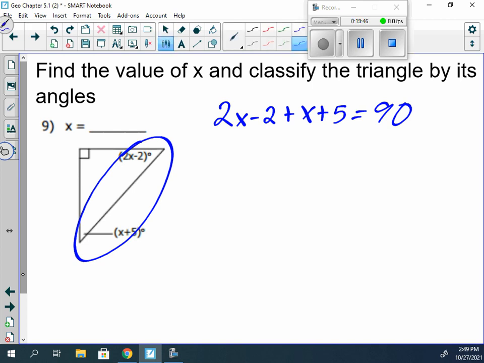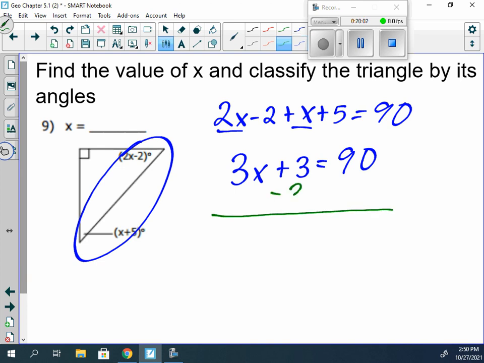Do we have any like terms? 2x plus x is? Negative 2 plus 5 is? Minus 3 on both sides, divided by 3, and then 90 equals 30, or x equals 30. Okay, so we subtracted 3 from both sides.